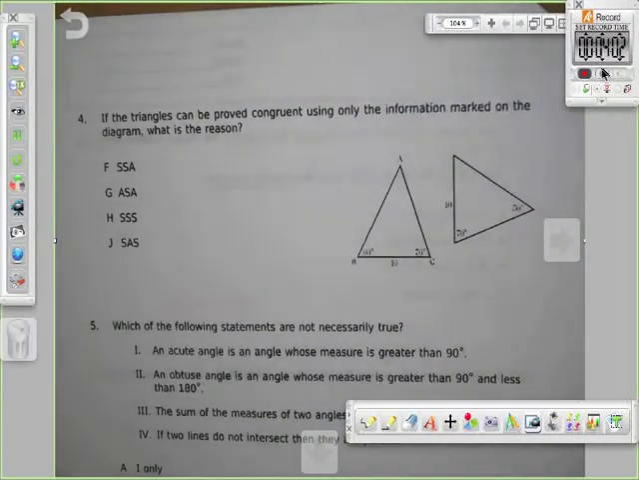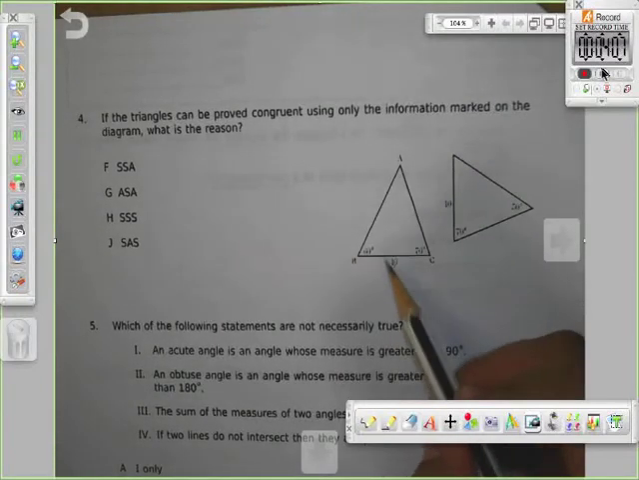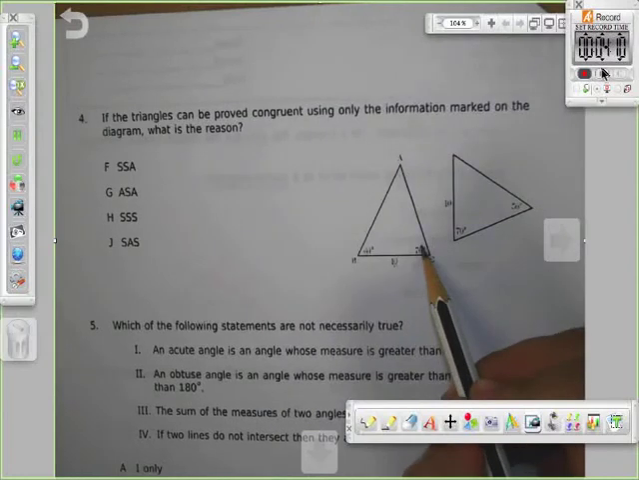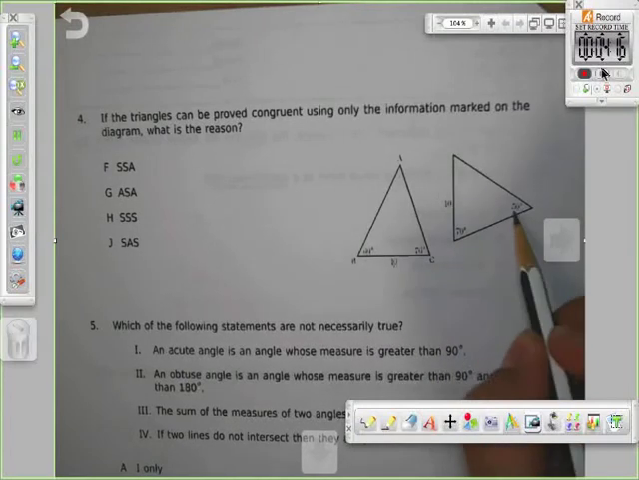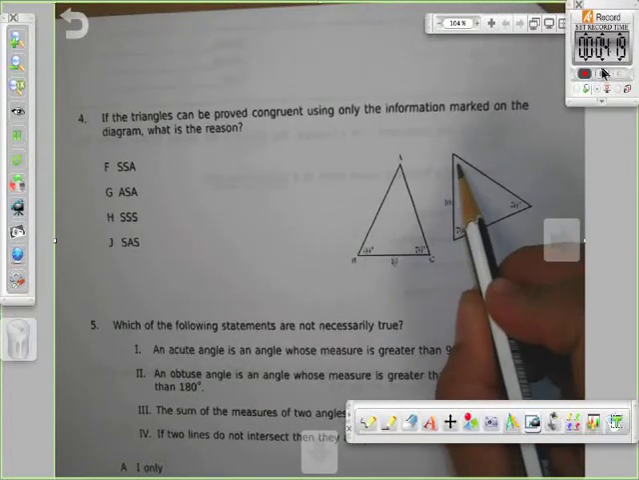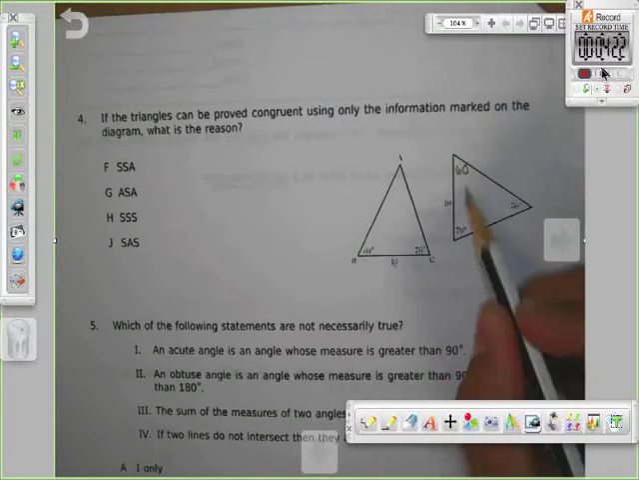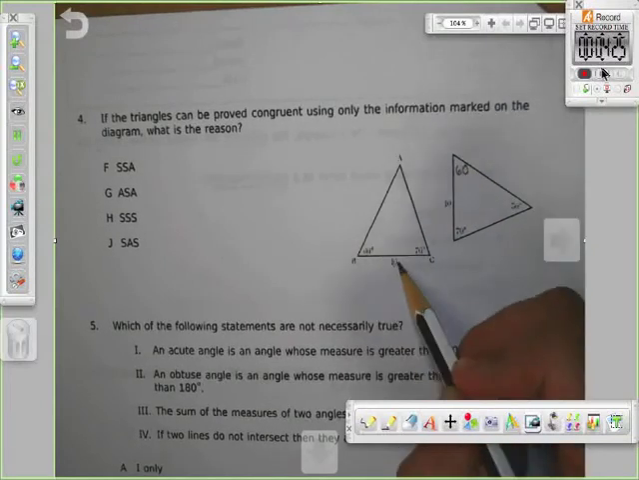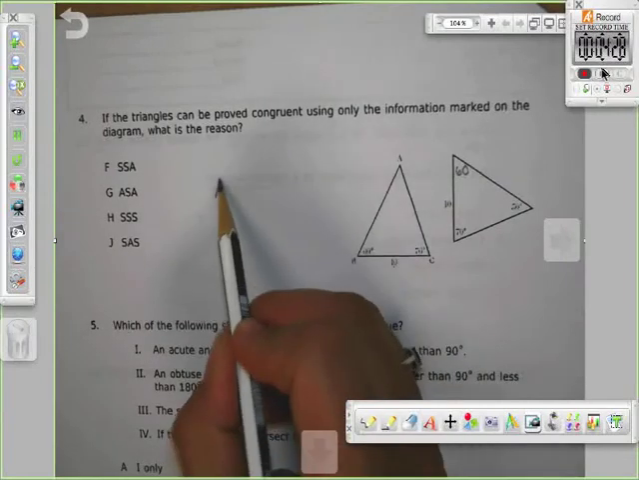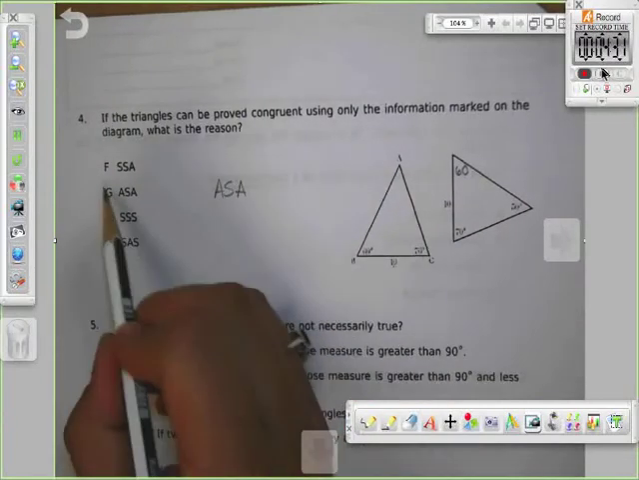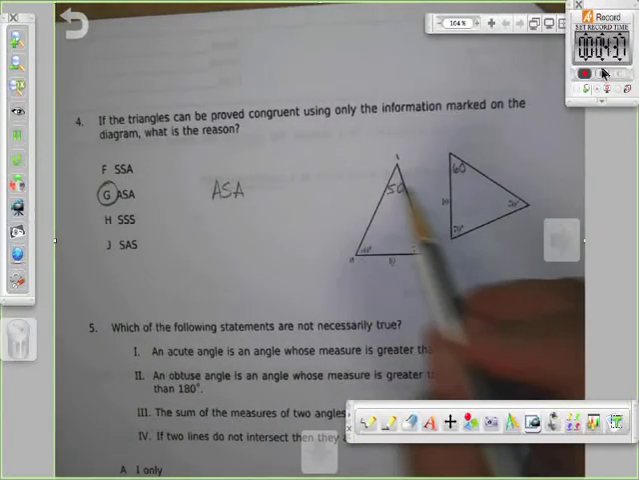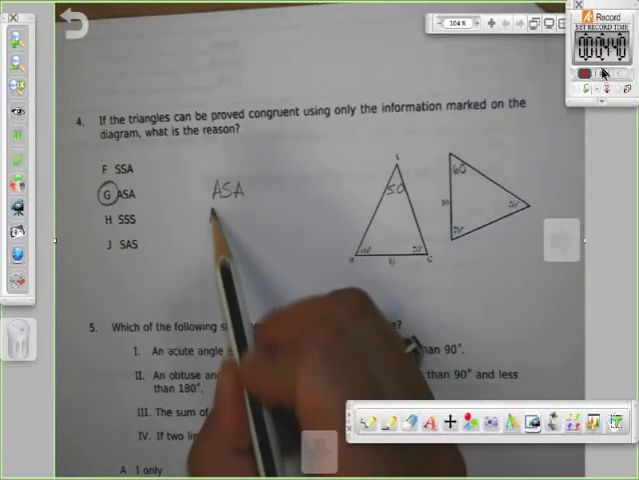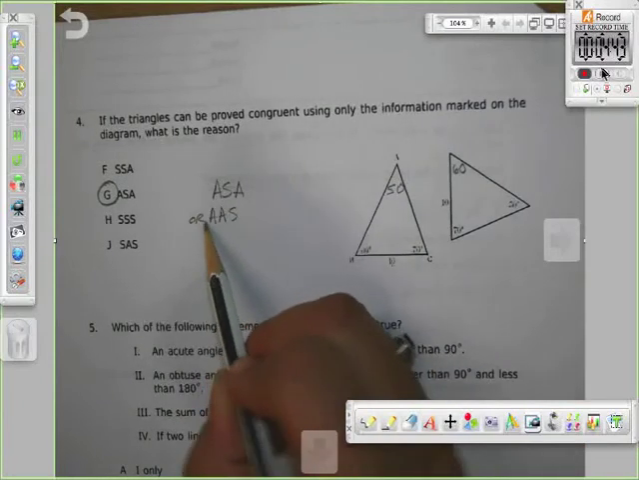Number 4, if the triangles can be proved congruent using only the information marked on the diagram, what is the reason? Well, here I have an angle, side, and an angle. So angle, side, angle. This one is 60, this is 70. This one's marked 50, this one's marked 70, so that means this one must be 60 by the triangle sum theorem. So I have the same thing, 60, 10, 70, 60, 10, 70. That is an angle, side, angle. That should be G. Now I did have an argument earlier that, well, this is also 50, then this must be 50. So could it not also be angle, angle, side?